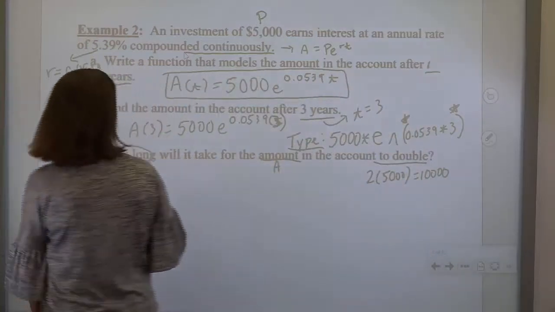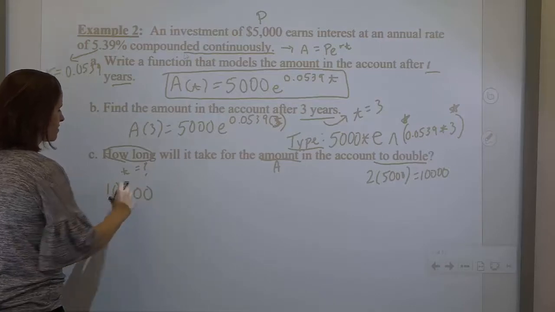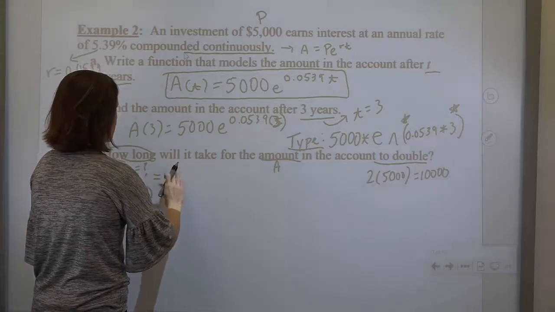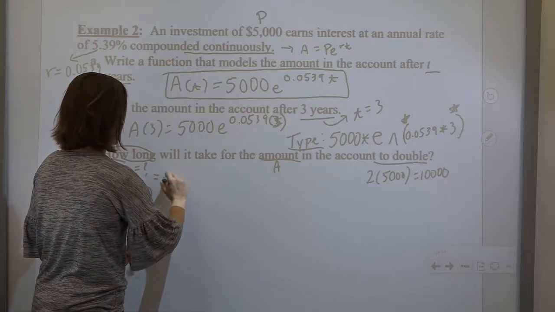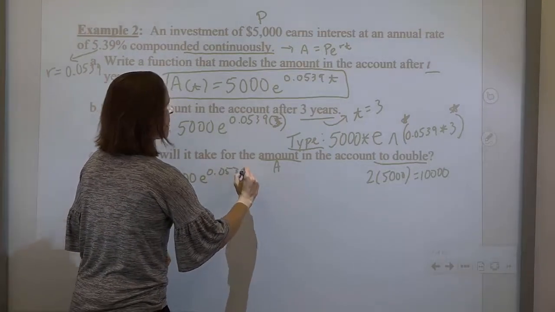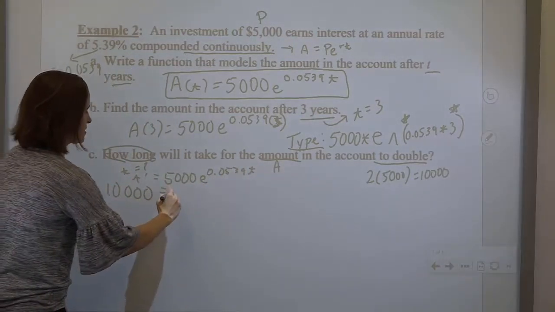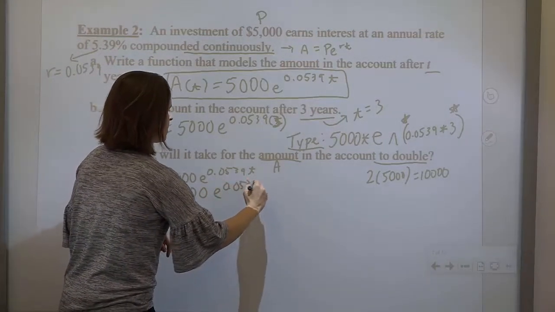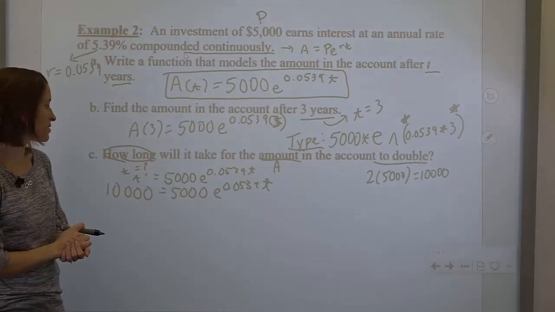So we will have that the amount in the account, A equals P, well, actually, we already know that it's 5,000, don't we? 5,000 e to the 0.0539t. So I now know A, and I am plugging in, and I don't know t. I'm trying to solve for t. So it's just algebra, pre-calc kind of stuff.